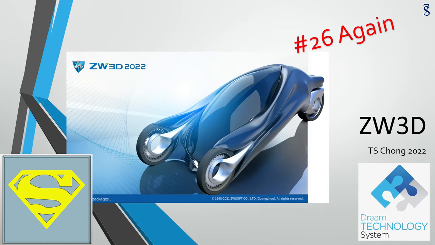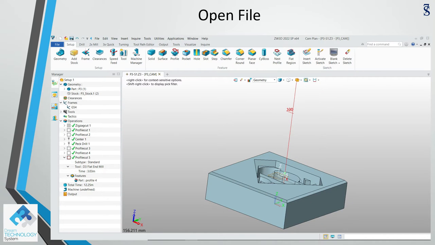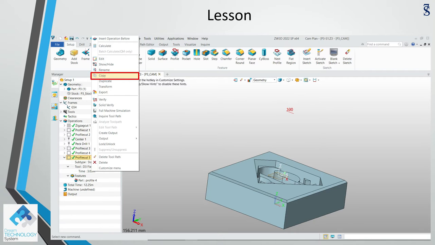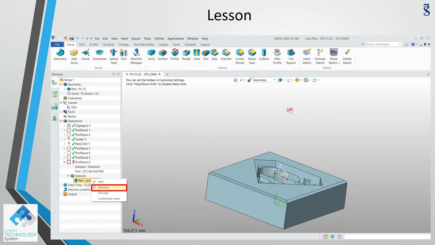I hope everybody can learn something out of it. As usual, we need to open the previous lesson file and then continue what we're going to learn today. This is the result on the previous lesson. We will copy the operation by right mouse click copy, and then paste on the operation.